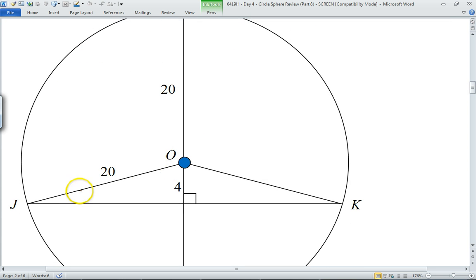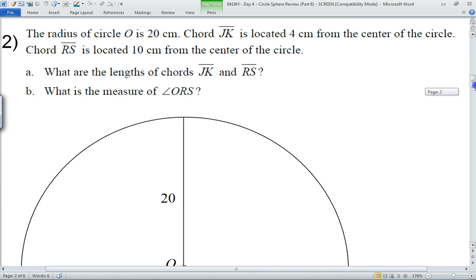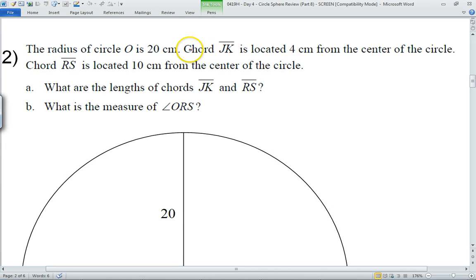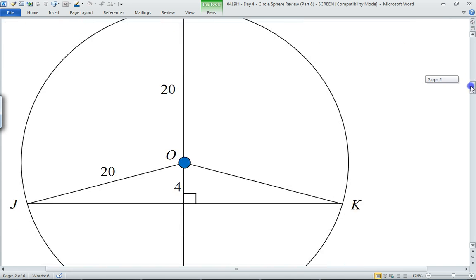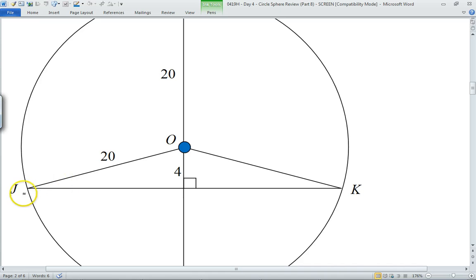So just keep that in mind. So far, I wouldn't have really known exactly where to draw these radii, but read on and you'll see why I drew them where I did. I needed chord JK that is located 4 centimeters from the center of the circle. Okay, look at that part. Chord JK. So here is chord JK going across the circle. That's a chord. And here's the 4 centimeters from the center.